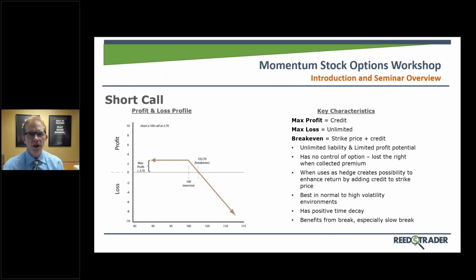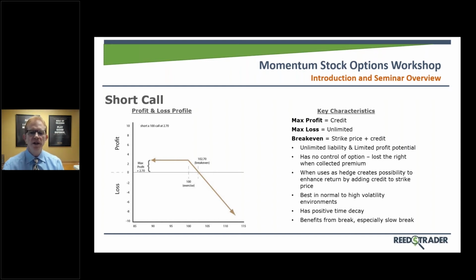Our max loss is unlimited. We can lose an unlimited amount of money. And our break even is the strike price plus the credit. So when we're short a call, we have unlimited liability. We can lose an unlimited amount of money, and we have a limited profit potential. We also lose control of the option in exchange for collecting the premium. We lost the right when we collected the premium. Now we have an obligation to sell, in this case, stock at $100 a share. We have that obligation.